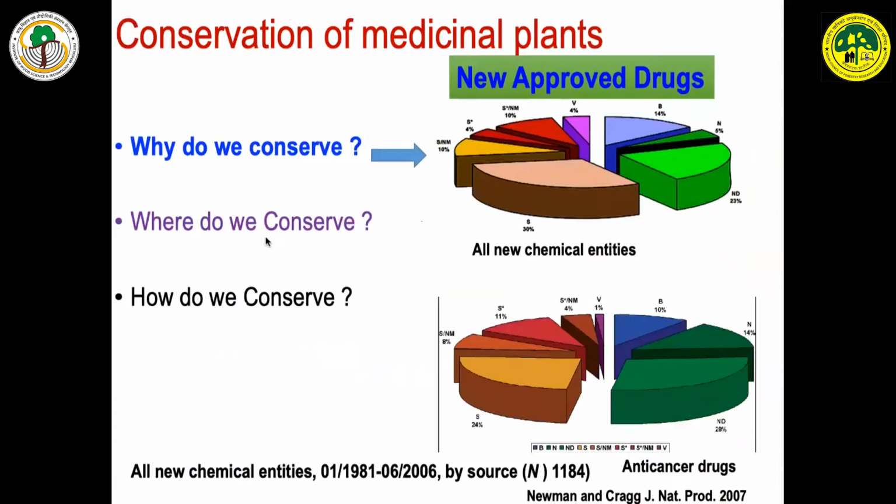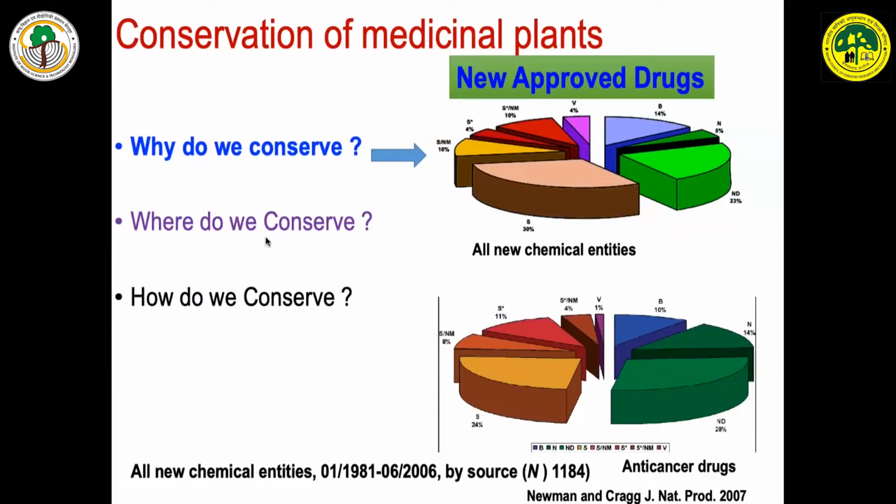And why do we conserve? In that direction, our group is working on prospecting high-value metabolites from some of these resources, and also trying to assess where their genetic diversity is rich, as well as where the chemical entities are rich, and which is the best location to conserve. These are the aspects we are working on.